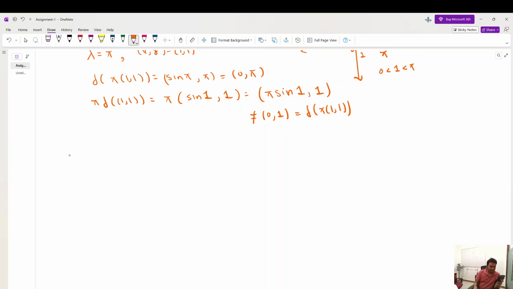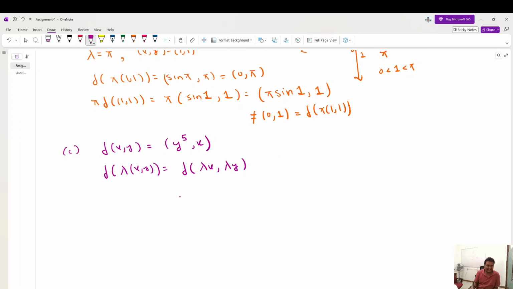Let us now do another one. Third, f of (x, y) is (y to the power 5, x). Oh, wow. Let us see. I like to use this property first because it is simpler than addition, and if this is satisfied, then we have to definitely go to addition.